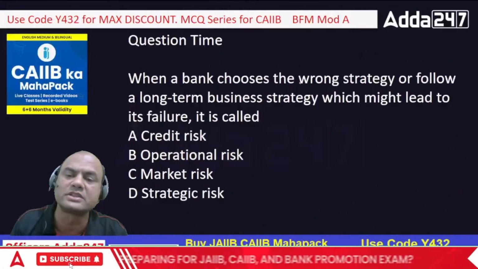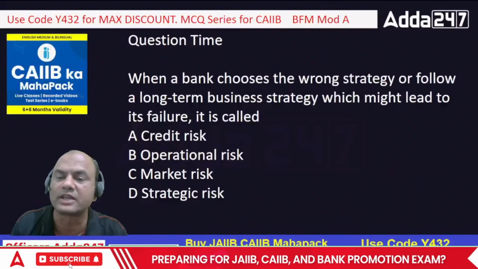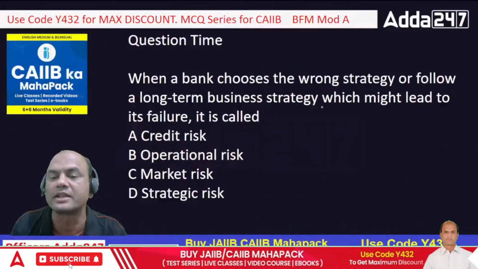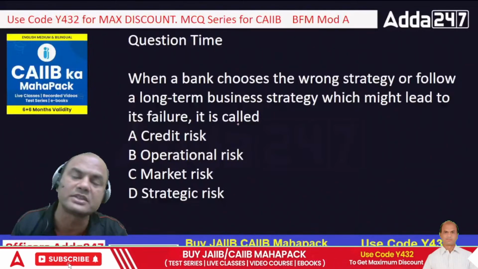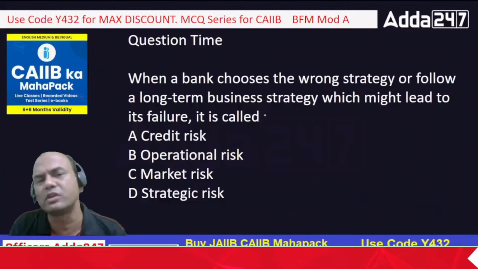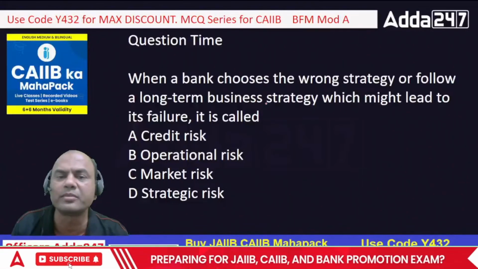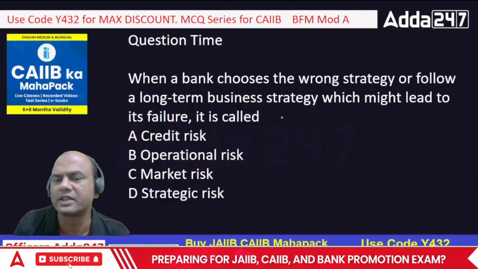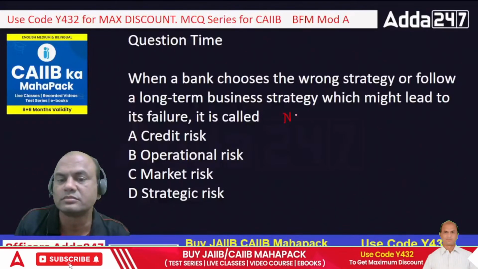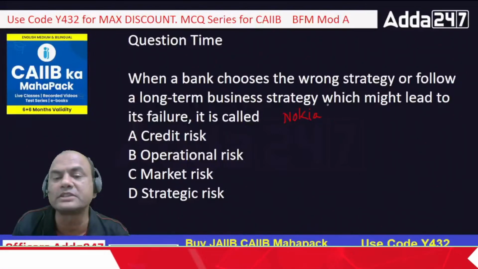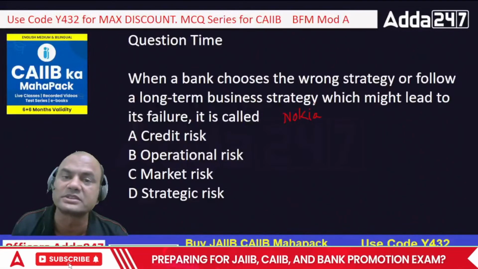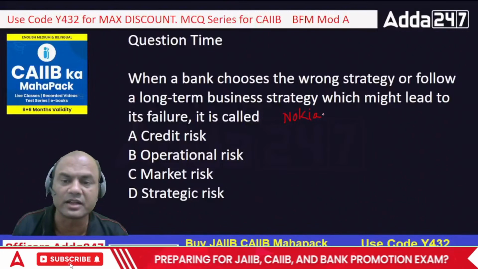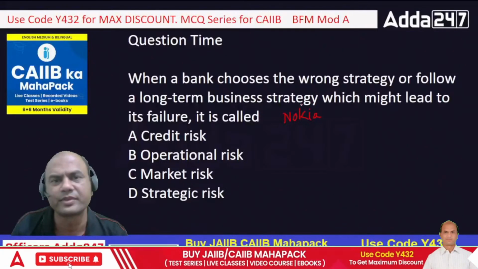When a bank chooses the wrong strategy to follow, a long-term business strategy which might lead to its failure, it is called as, means when your thinking is not right. Let me give you an example. Nokia. Everyone knows Nokia. Nokia was the biggest brand in 2005, 6, 7, 8, up till 8, isn't it? In mobile phones. Where is Nokia today?